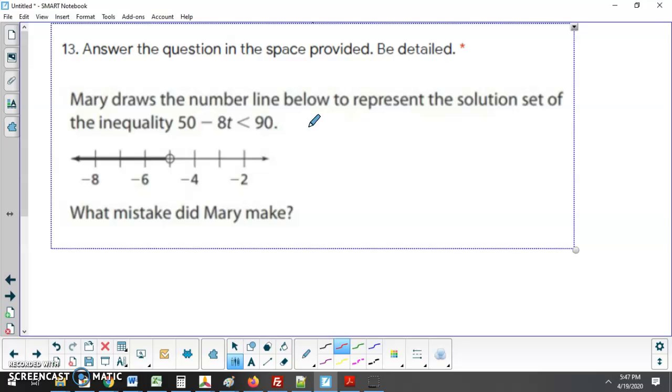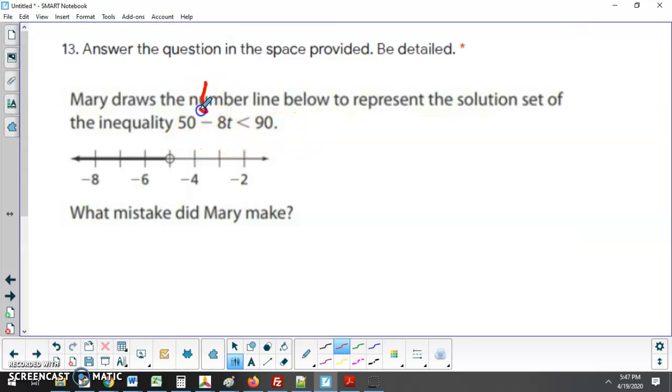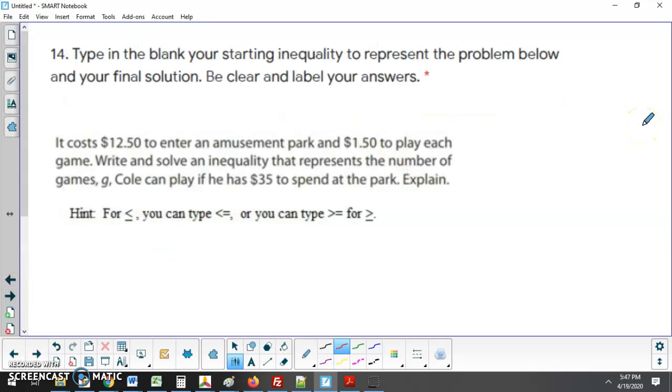So this one here, what mistake did she do? Well, remember you're subtracting 50, then there's a negative sign here. It's negative 8t, so you'd have to divide by negative 8. And since you're dividing both sides by negative 8, the mistake she made was she forgot to flip it. All right, the last question here.